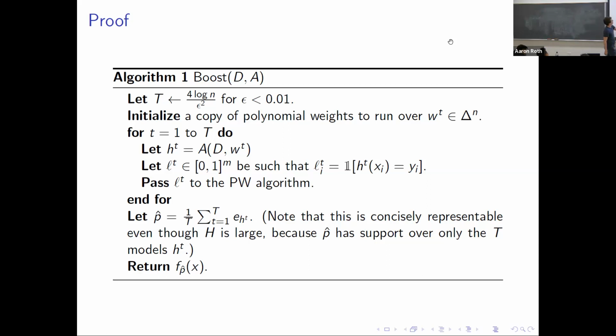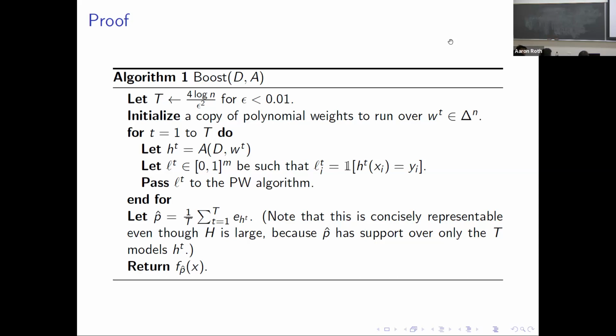How do they do that? Well, they just run the weak learning algorithm on the data set given the weight vector from the polynomial weights algorithm. That gives us our best response, which means for every action of the data player, we can compute the loss. That's just the indicator of whether this round's weak learning algorithm misclassified the example or not. That's what we need to update the polynomial weights algorithm, this loss vector.